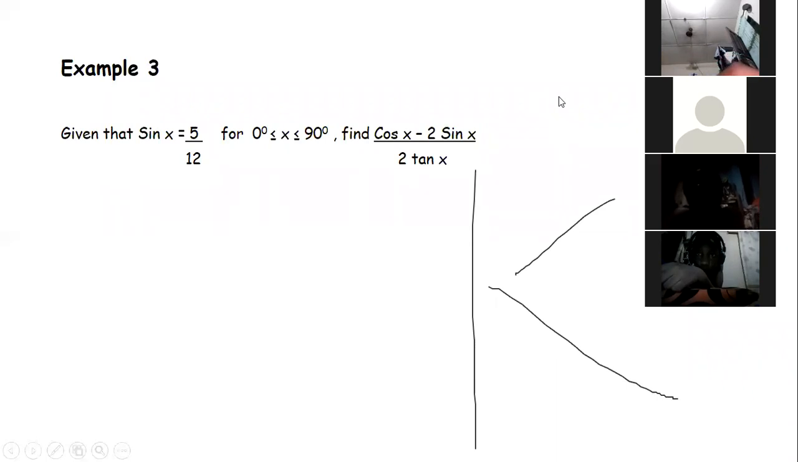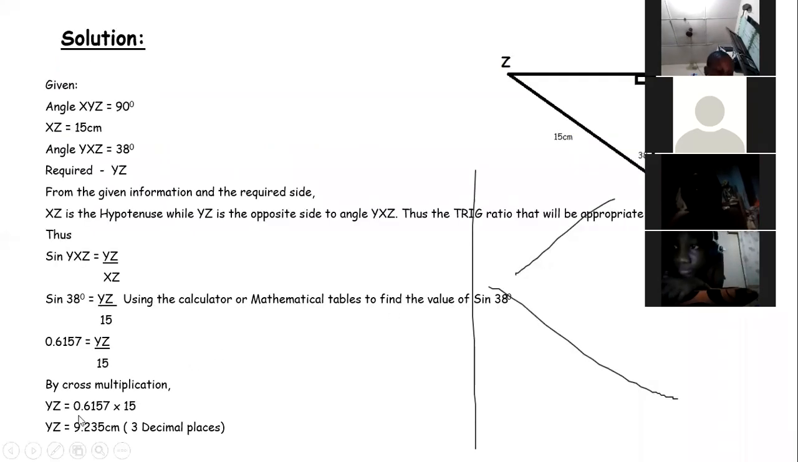Okay, Chika, I have unmuted you. You can ask your question. Sir, please, I want to know how you got that 9.2. Okay, can you see my screen now? What I did is to cross multiply. I multiplied 0.6157 by 15, and you will get 9.235. Does that make sense to you now? Yes, sir. All right, thank you.